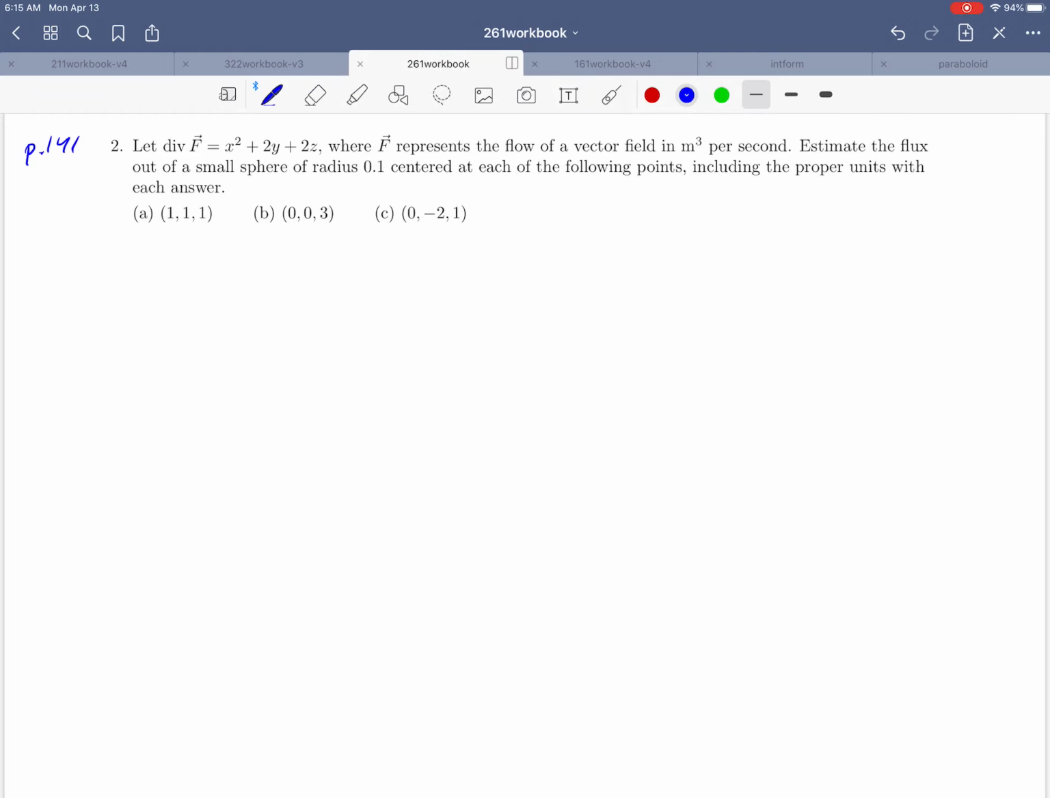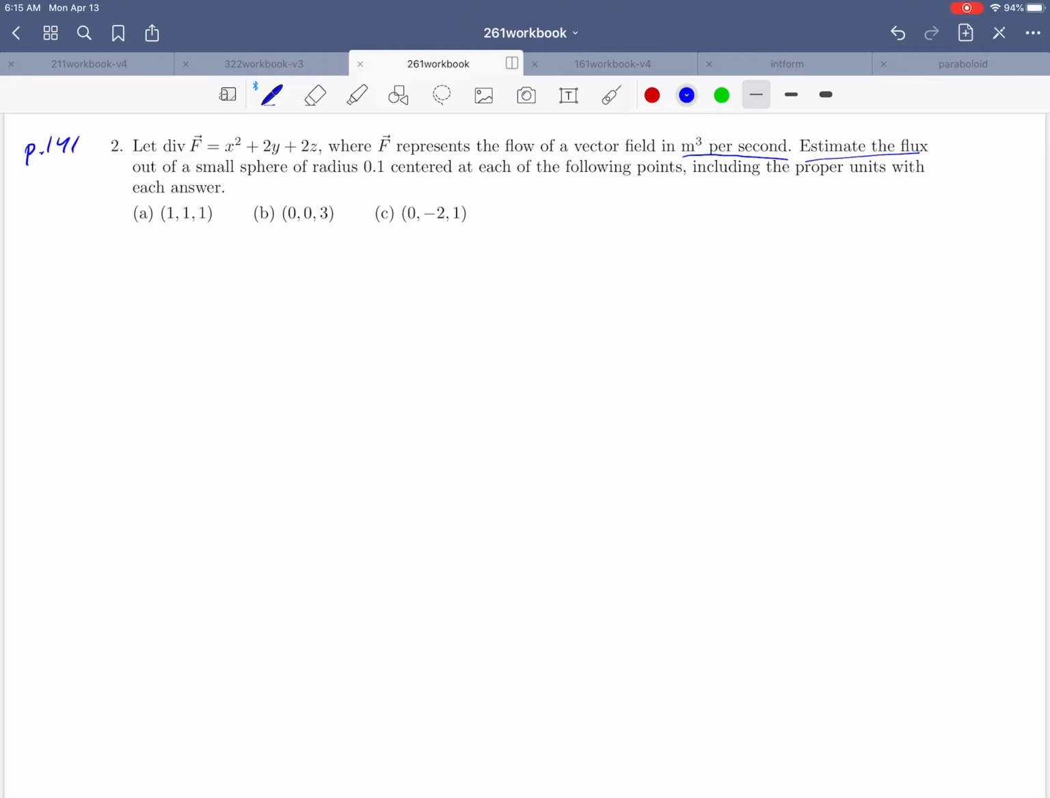So the divergence of f is x squared plus 2y plus 2z, where f represents the flow of a vector field in cubic meters per second. You might remember that that was kind of a common unit for flux that you talked about back in chapter 19. And what they'd like us to do is to estimate the flux out of a small sphere. They're giving us a specific radius of 0.1 centered at each of the following points.